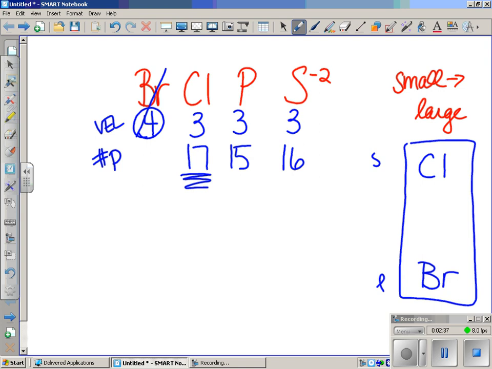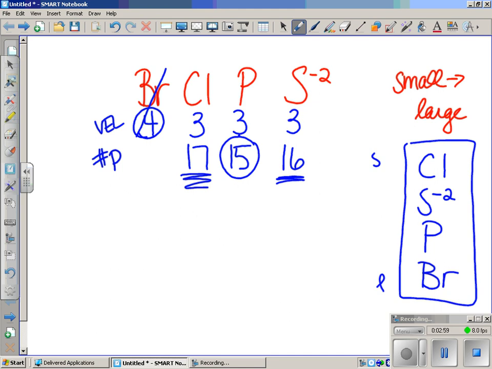So we'll list him first. The next smallest will be the one with the next most amount of protons. So that'll be S -2. And then the biggest one out of these ones that are third energy level is the one with the least number of protons. So that will be phosphorus. Now, you have to explain your reasoning still.